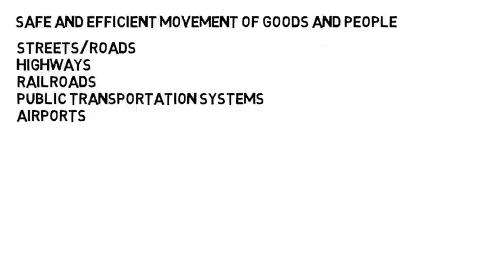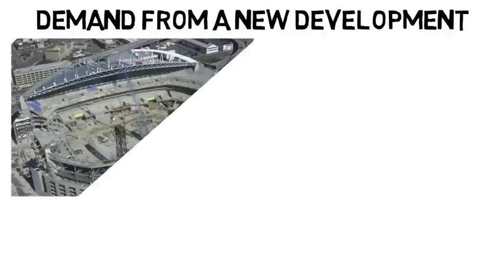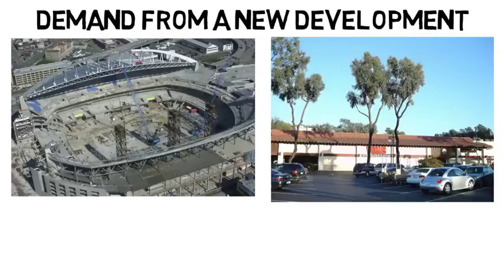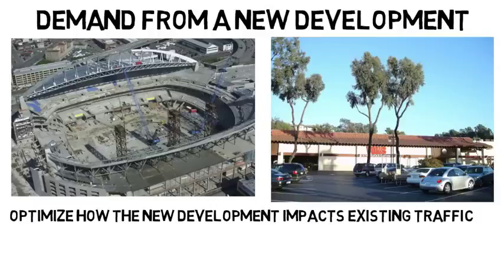So maybe this engineer has to look at the kind of demand from a new development, whether it's a new stadium in your city, all the way to a new grocery store in a new location. This is going to cause new types of traffic throughout the area. The engineers would try to optimize how the new development impacts existing traffic. They would look at data from other similar places to see what kind of traffic they get, then try to make improvements where possible.